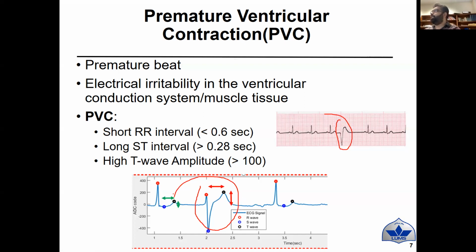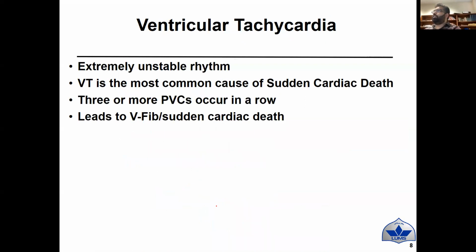So you need to find this pattern, which is basically the distance between the ST interval, the RR interval, and the T wave amplitude. All of these things you need to figure out in this project.